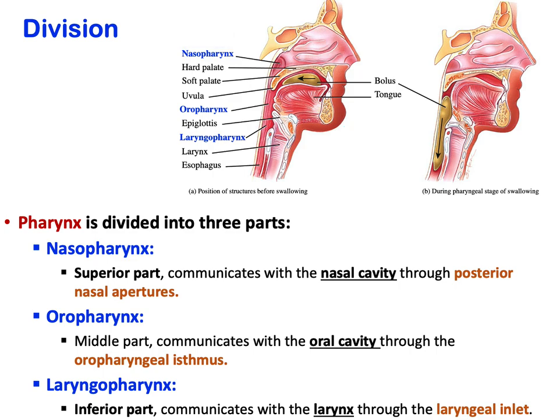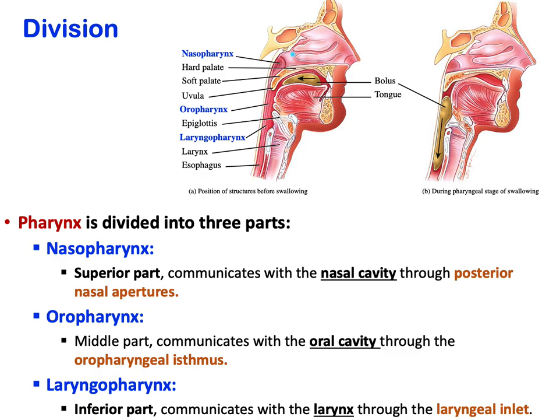Let us dig deep in the pharynx, and let us define the parts of the pharynx. As we explained earlier, the pharynx can be divided into three parts. The part behind the nose, we call it nasopharynx, and the one behind the oral cavity, we call it oropharynx, and the one behind the larynx, we call it laryngopharynx.